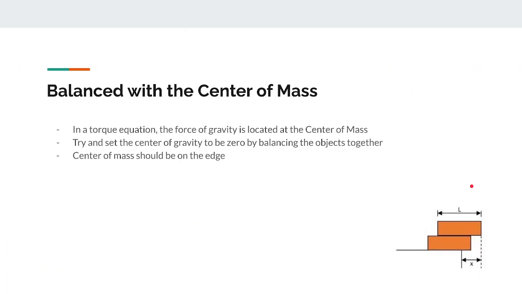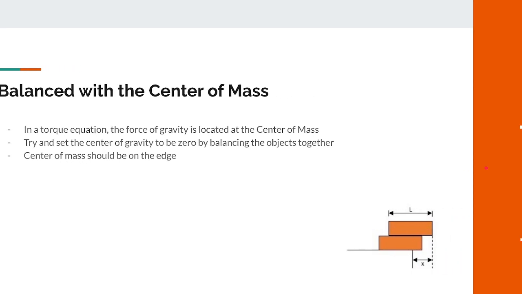And so finally, we have center of mass stuff. Remember that in a torque equation, the force of gravity is going to be located at the center of mass. And so try and set the torque from gravity to be 0 by balancing objects together for something like this. And remember that the center of mass should be on the edge.